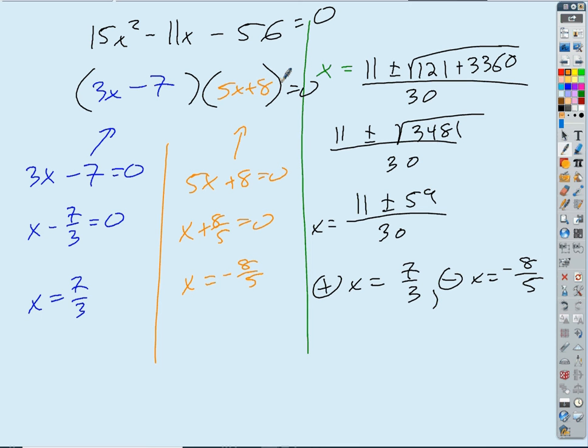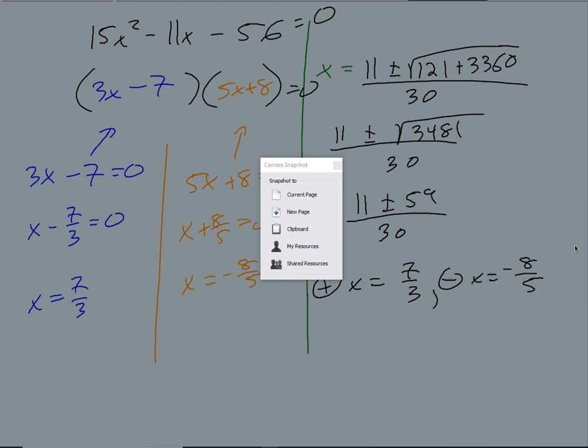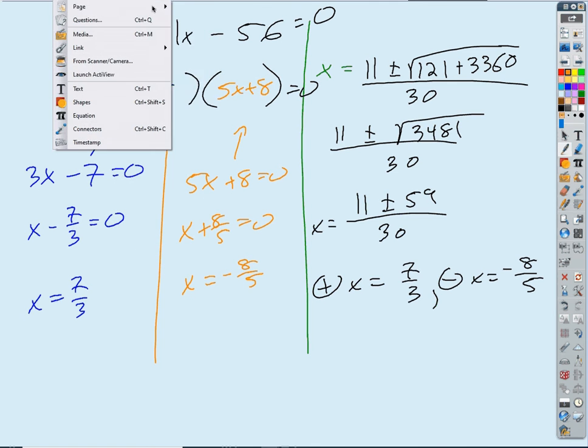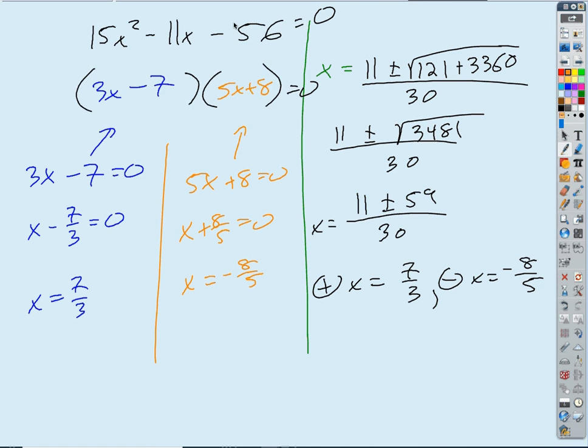Okay, what if we want to factor this more directly? I can't remember if we've talked about this, but you'll tell me. How could we do this more directly? We could cheat and use the quadratic formula. But how do you deal with factoring quadratics where A is not equal to 1? If A is 1, it's easy. Well, you multiply A times C.